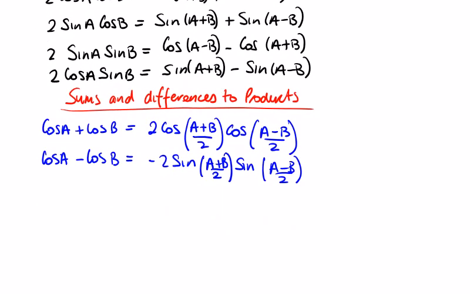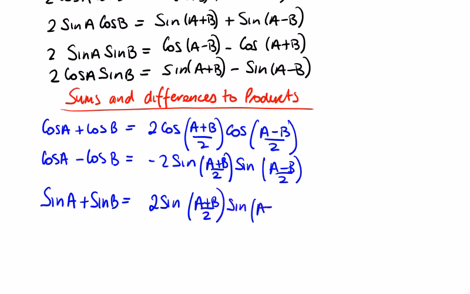We also have sine A plus sine B and sine A minus sine B. So sine A plus sine B is equal to twice the sine of (A plus B) over 2 by the sine of (A minus B)... Sorry, not the sine, but a cos, cos of (A minus B) over 2. Twice the sine of (A plus B) over 2 by the cos of (A minus B) over 2.